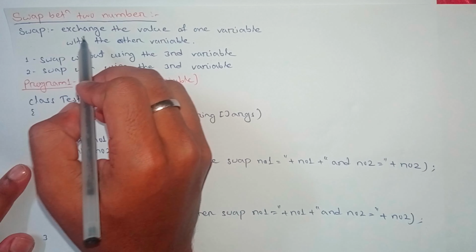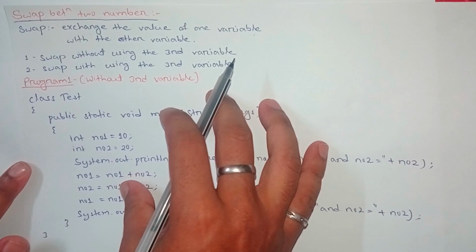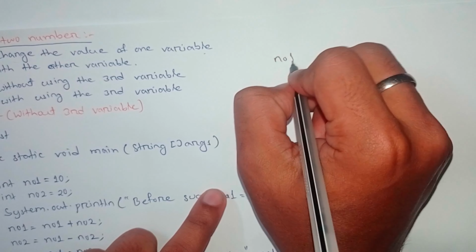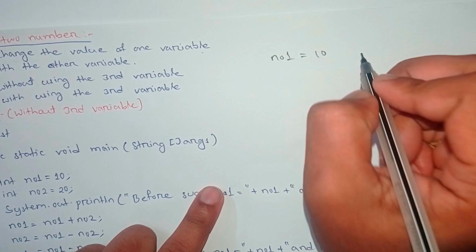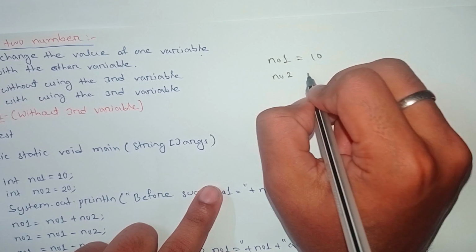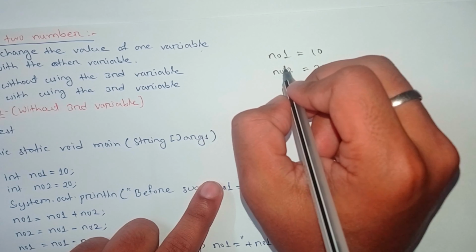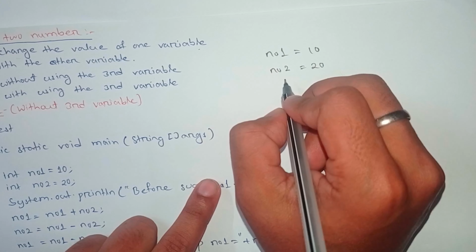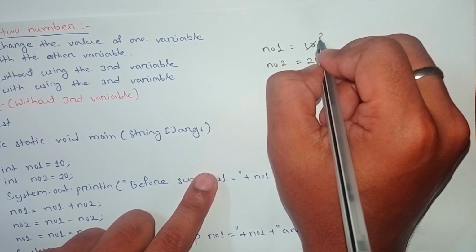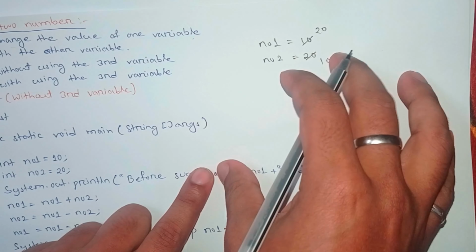Programmatically, swap means exchange the value of one variable with another variable. Suppose I have a variable number 1 and the value is 10, and another variable is number 2, the value is 20. So before swap number 1 equal to 10 and number 2 equal to 20. After swap number 1 equal to 20 and number 2 equal to 10.